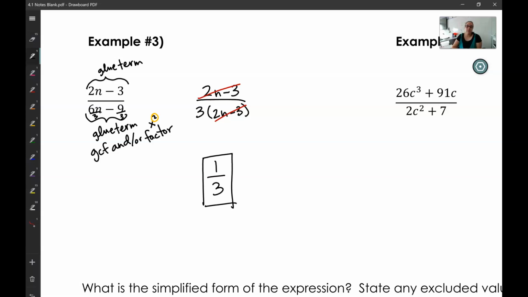Okay, so those are our first couple examples of simplifying. In the next video, we'll do a couple more examples of simplifying, and we'll do some ones that we need to factor as well.